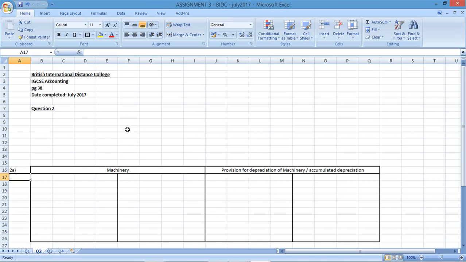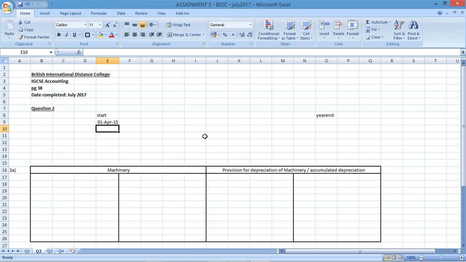Right now I want to draw a timeline. So we need start and we need end. Start of the year, end of the year. They tell us Sam's financial year ends on 31st March. Then they say on 1st April 2015, we had the following balances for machinery and provision for depreciation of machinery. So those are opening balances.